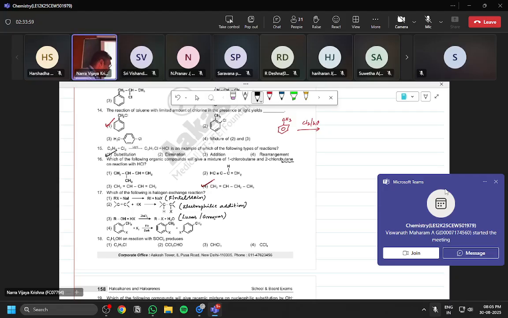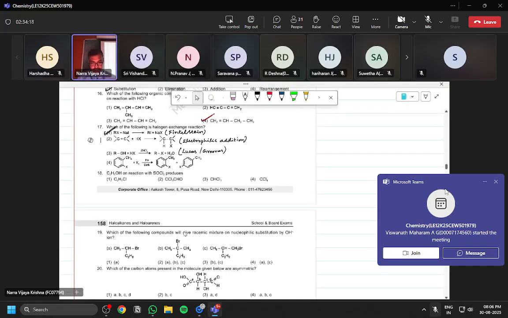What they give? X and X2 only. How can I say it as halogen exchange? If they give iodine, if they give another halogen here, then I call it as halogen exchange. Correct or not? How can I call this as halogen exchange? Right? So answer is only first option.